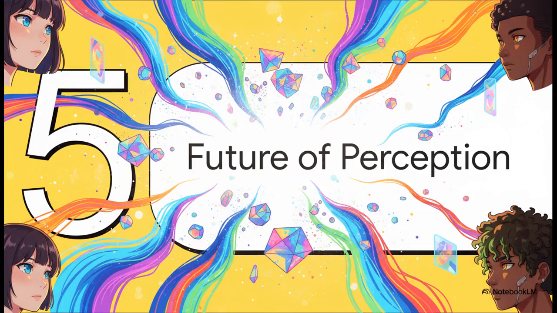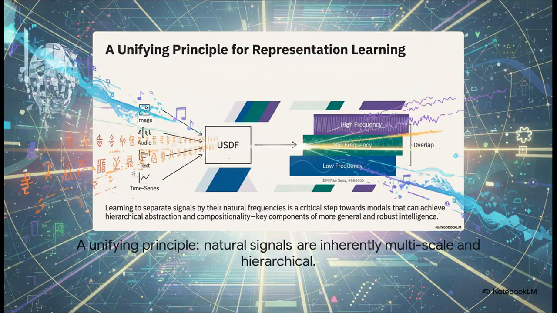So these examples really prove we're looking at something much bigger than just a new algorithm. This is more like a whole new paradigm for how machines perceive and understand complex information. And that's because USDF really gets at a unifying principle of the world. It turns out that pretty much all natural signals, images, audio, text, financial data, are all inherently multiscale and hierarchical. And by building that principle directly into our models, we start to create AI that understands the world in a way that's much more aligned with reality itself.